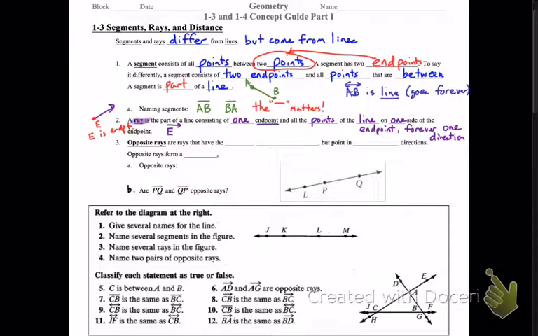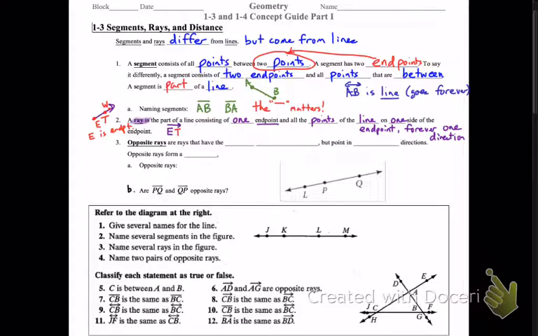Okay? So how do you name a ray? Well, you name a ray by naming the endpoint. And then to determine the direction, we need another point on the ray. There's point T that is on the ray. So I can name this ray ET. This says that E is the endpoint. It goes through T. Here is E, which is the endpoint. It goes this direction through T.